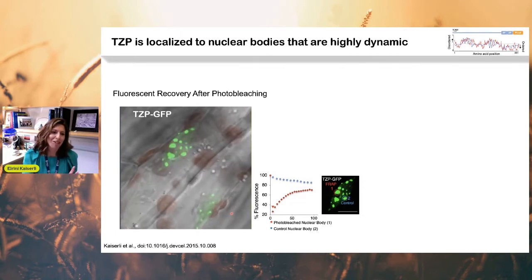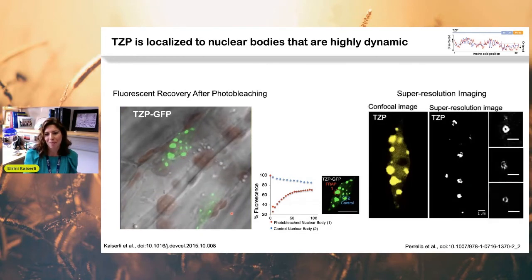We knew it wasn't an artifact of overexpression because even when there were very low protein levels, you could still see these structures forming. We did some super resolution imaging, and we could see that these nuclear bodies are actually donut shaped, so they're hollow in the middle. And again, we were very interested to see what is happening there.